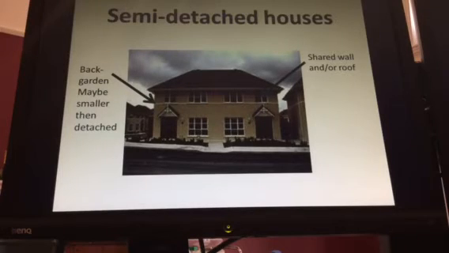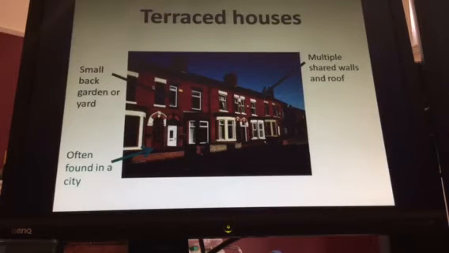Semi-detached houses are often two houses that are attached together. They share a wall and a roof very often, and they will often have a back garden. Sometimes that will be smaller than the garden of a detached house. Then there are terraced houses. They are often found in cities or towns. They're often several houses in a row which have a shared wall or share roofs. And very often they have a smaller back garden or maybe a yard, a paved area that's there.